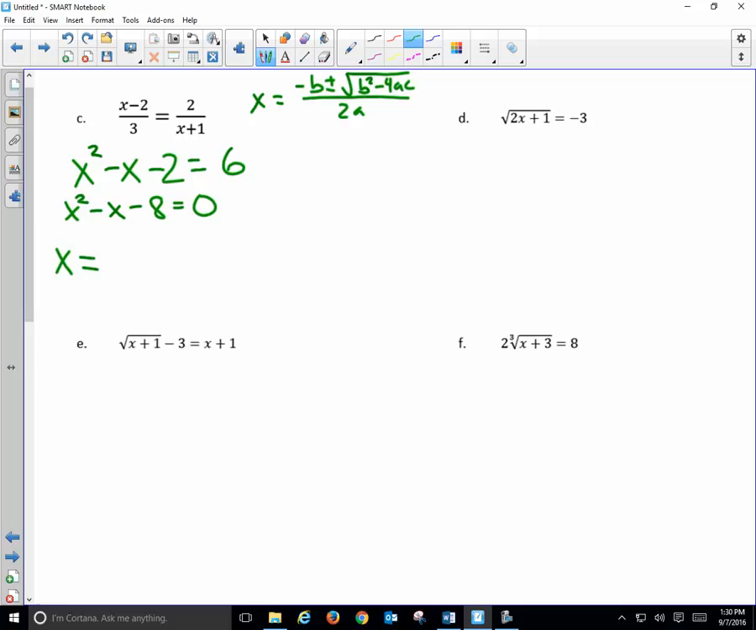Negative b is what? 1 plus or minus the square root of. No. 1 minus 4 times a times c is negative 8. But we appreciate the confidence. So 4 times 8 gives me 32. So add the 1, I get 33. So x equal to 1 plus or minus the root of 33 all over 2.